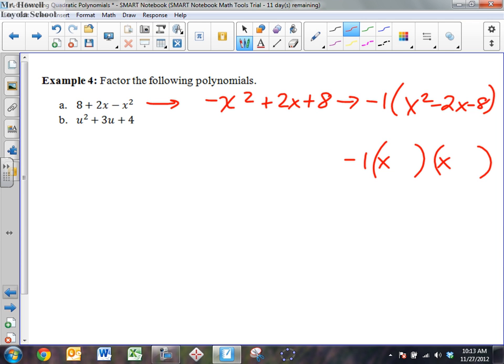Negative 1 times x squared minus 4 and then x plus 2. You're saying squared? Why are you saying squared? Okay, just be careful. You're right. x plus 2 and x minus 4. That's correct. Very good. But again, please, it's just x.